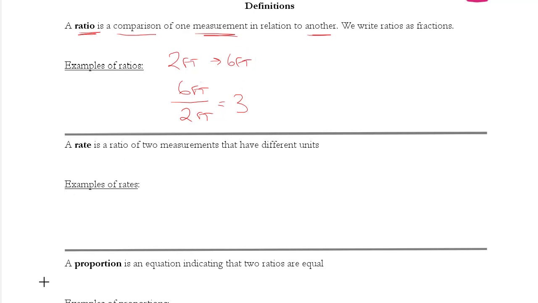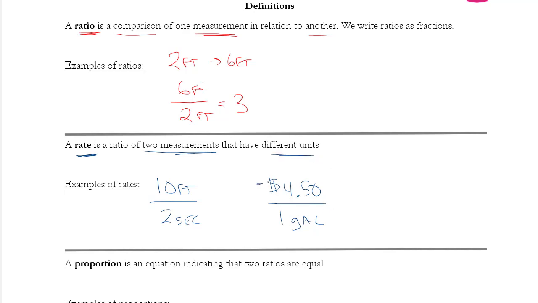A rate is a ratio of two measurements that have different units. One example of a rate is velocity or speed. When I say I can run 10 feet in 2 seconds, this is a rate. Or how much does milk cost? It costs $4.50 per 1 gallon. This is another example of a rate. It's a ratio, so we can write it as a fraction, but we're talking about two measurements with different units, like dollars and gallons, or feet and seconds.